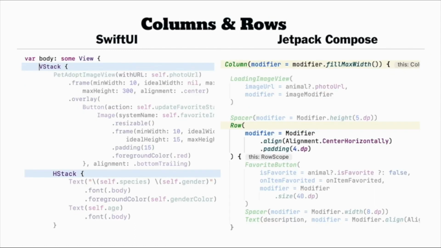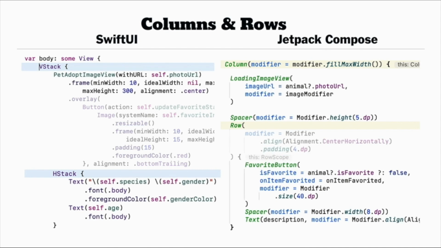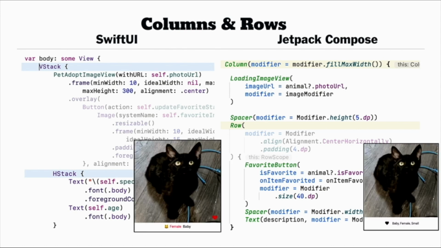Now, in SwiftUI, we use a VStack for columns and an HStack for rows. So here we have an image view side by side in our VStack on top of our HStack, which is our row of text. This is how we're able to get this image of a cat above this row of text describing the cat.